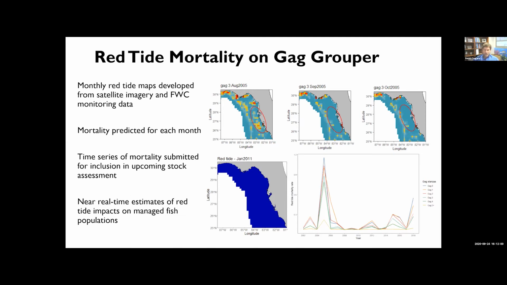And if you look at these few plots here for gag going from August 2005, the most severe red tide in this time series was 2005, and it peaked in September. So you can see how the model basically kills that biomass in this area where the red tide was really intense between Tampa Bay and Charlotte Harbor. And we do that at a monthly time step, and we're then able to generate this time series of red tide mortality.